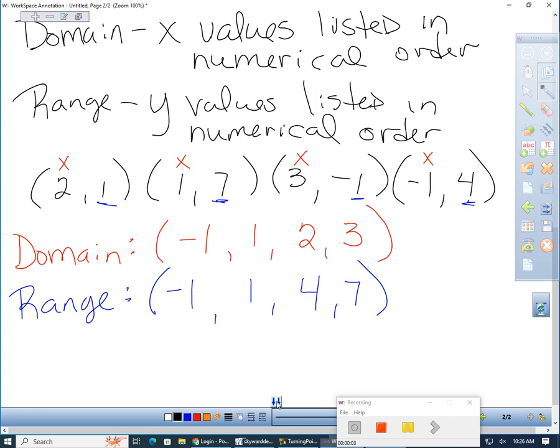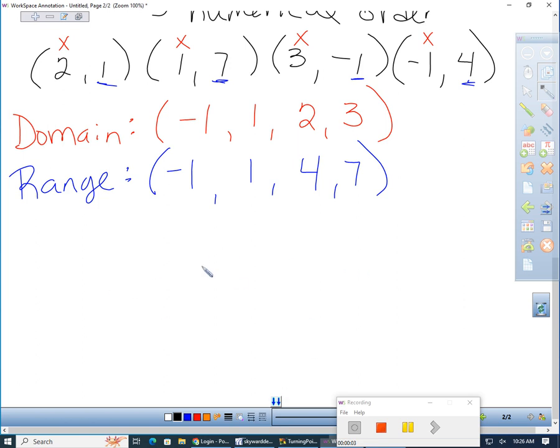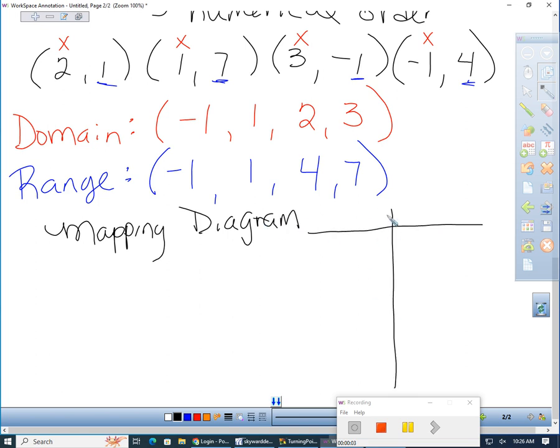So we can actually use these to do what we call a mapping diagram. So I need to talk about that. Mapping diagram goes back to our table with our x and our y. And we're going to list our domain for our mapping diagram has to be in numerical order. So it's really just our domain listed vertically. So we're taking our domain. I'm going to go -1, 1, 2, and 3. I do the same thing with my y values or my range. Again, numerically, -1, 1, 4, and 7.